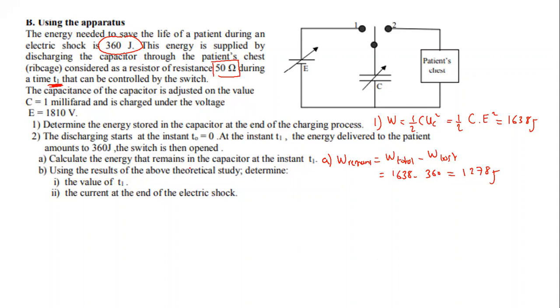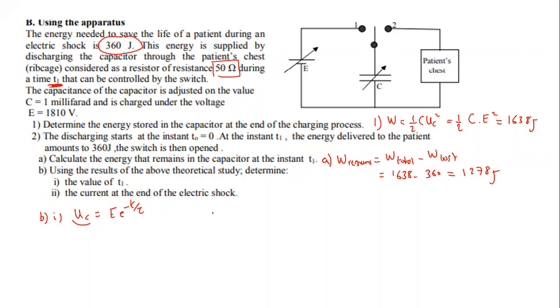Using the results of the above theoretical study, determine the value of T1. To find the time, we have the energy, so if we have the energy, then we can find UC. We must use UC equals E times e to the power minus t over tau, and find the time. If we find UC, we can find the time. We know that the remaining energy is equal to 1278.